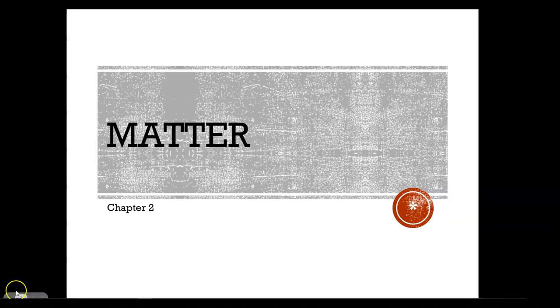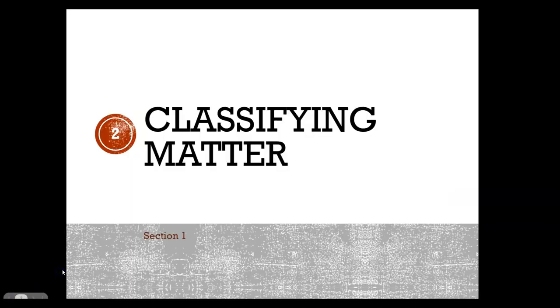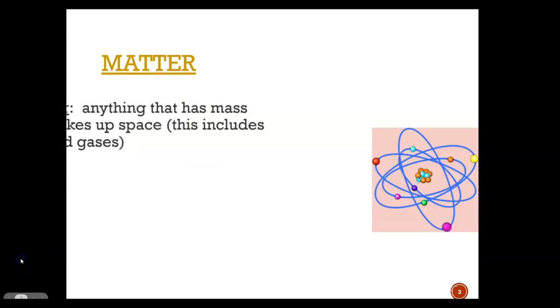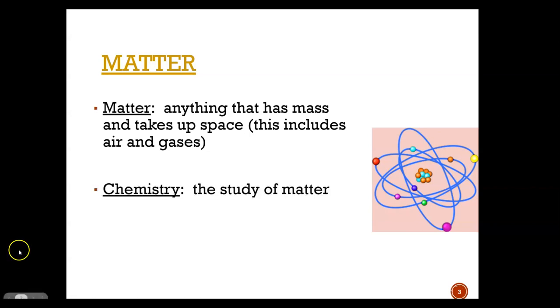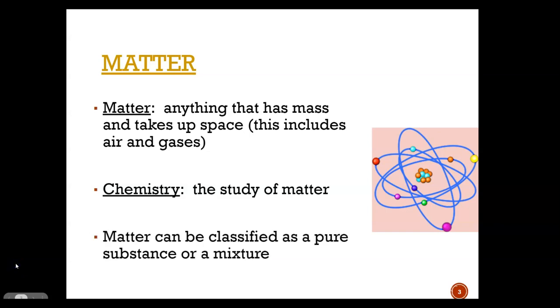Chapter 2, we're going to talk about matter. Section 1 is over how do we classify matter. What is matter? Well, it's anything that has mass and takes up space. This includes the air around us and the gases. Chemistry, which is what we're going to spend the semester doing, is the study of matter. So essentially we're studying atoms.